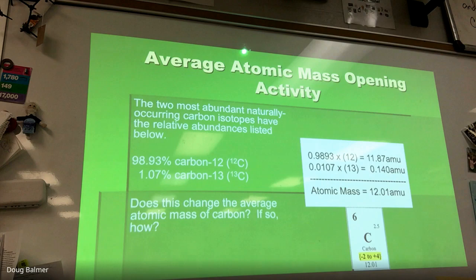Masses on the periodic table are weighted averages of all those isotopes. Pretty cool. Questions on that? So again, carbon-12 is a specific mass number, a specific isotope. Carbon-13 is a specific isotope. It weighs 13. The atomic mass is a weighted average. That's why it has decimal points.